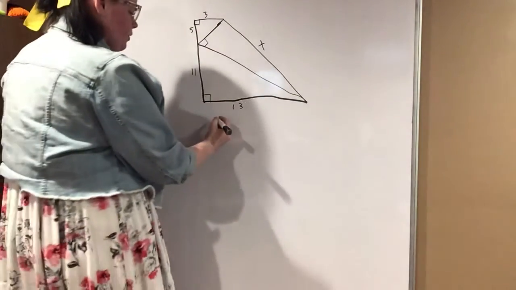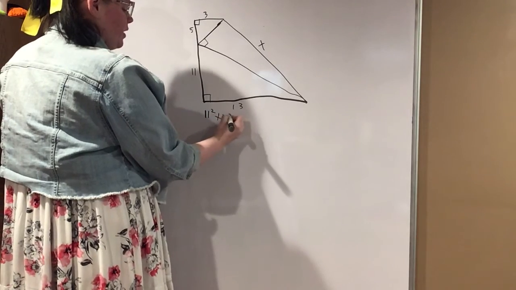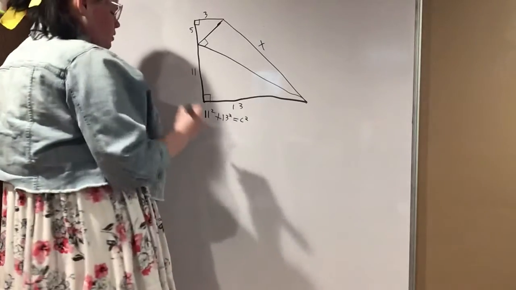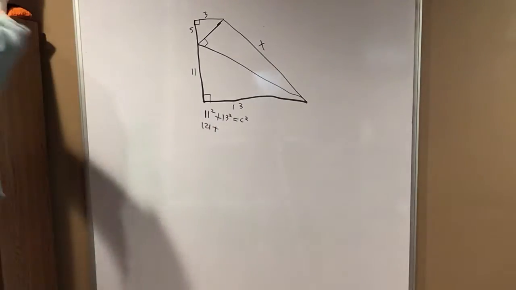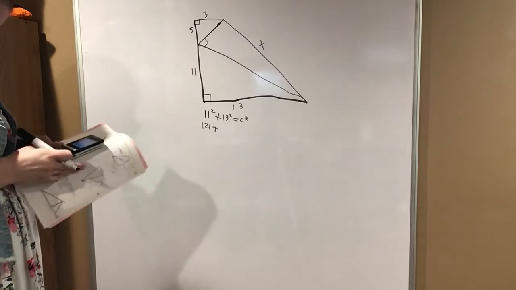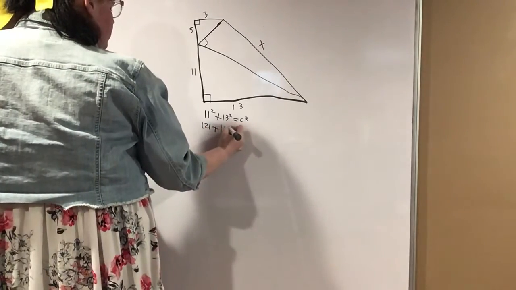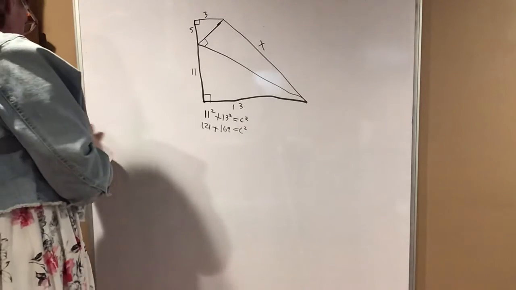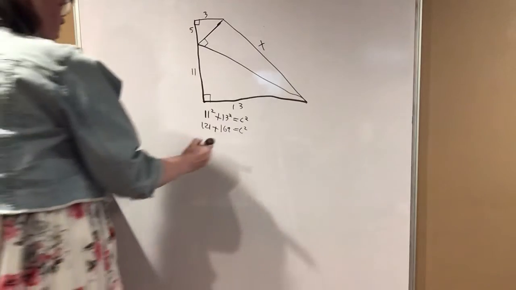So I'm going to do 11 squared plus 13 squared equals c squared. Oh my lord. So 11 squared is 121. I should know this off the top of my head, but my brain is not functioning right now. 13 squared is 169 equals c squared. So 121 plus 169 is 290.